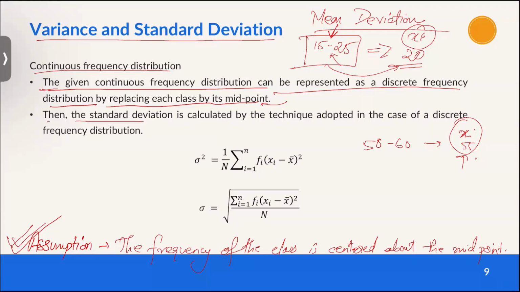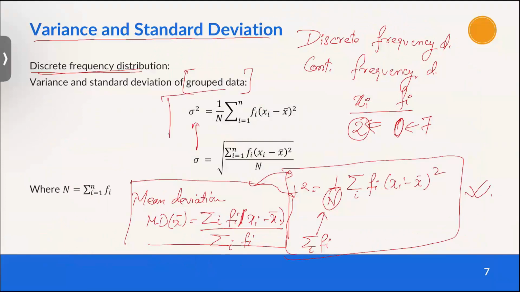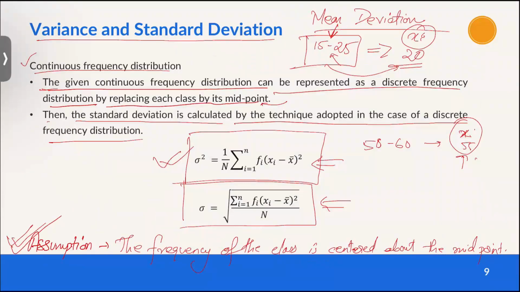Now the standard deviation is calculated by the technique adopted in the case of the discrete frequency distribution. When we calculate variance using this formula, it is the same as what we have done in discrete frequency distribution. The standard deviation will be just the square root of the variance. So you see this formula and the previous formula, and it is the same. What is the difference, you will ask? The only difference is that here xi is taken as the midpoint of the class. Earlier we had xi given.